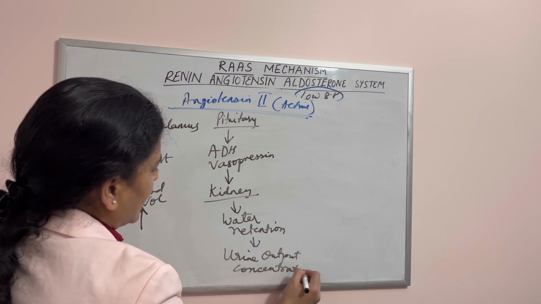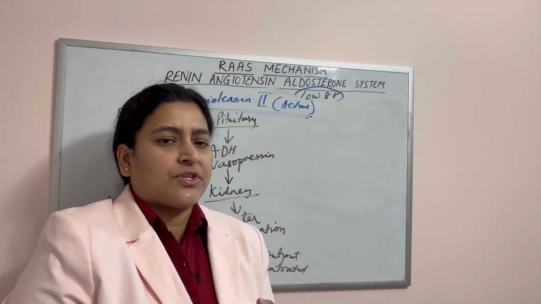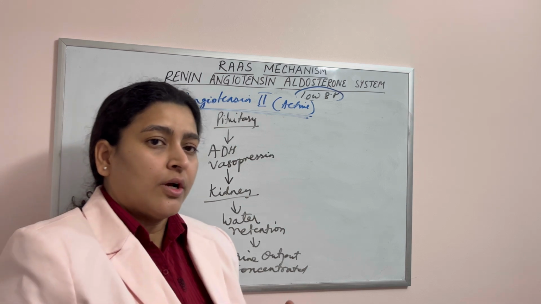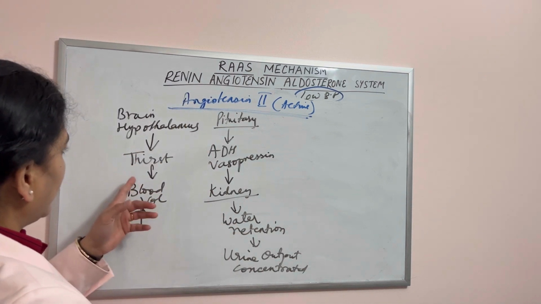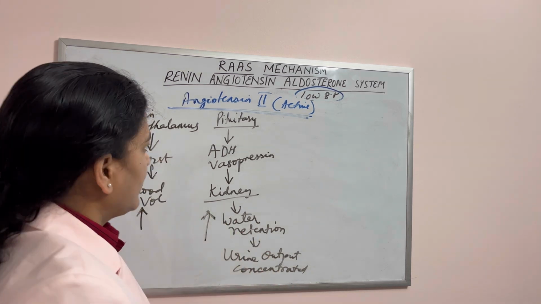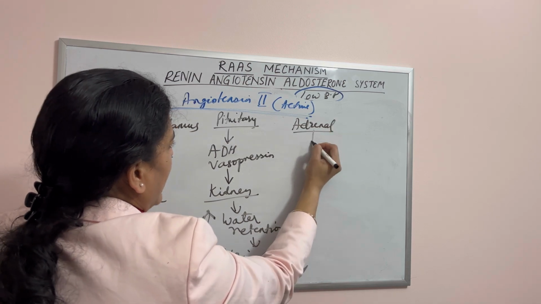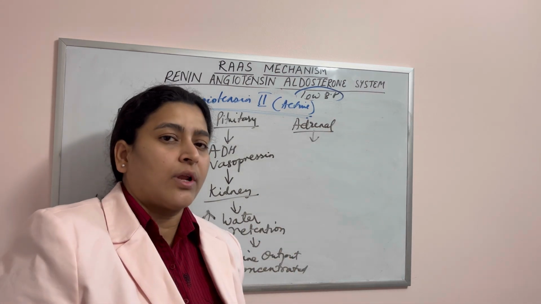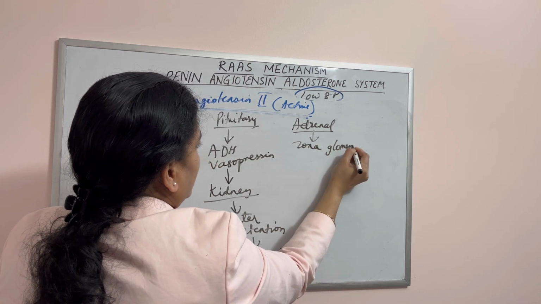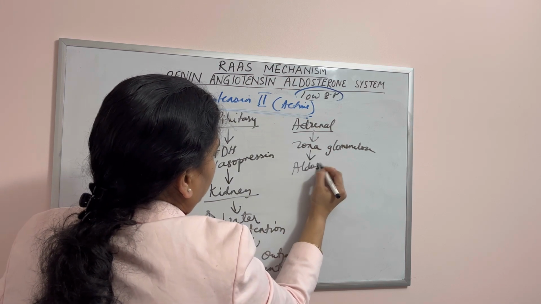Okay, so that means basically we are holding back water inside the body, and we are just releasing the concentrated urine. So the intention is to increase the blood volume. So here, by drinking water, blood volume is increased, and then retention of water increases the blood volume. And it also acts upon the adrenal endocrine gland, and it causes the zona glomerulosa cells of the adrenal to secrete aldosterone.